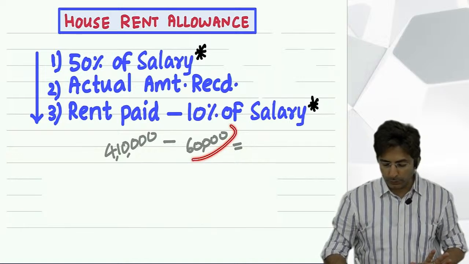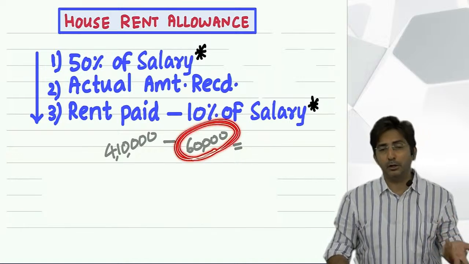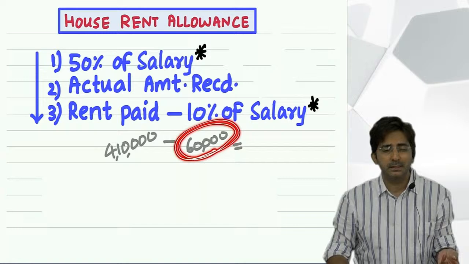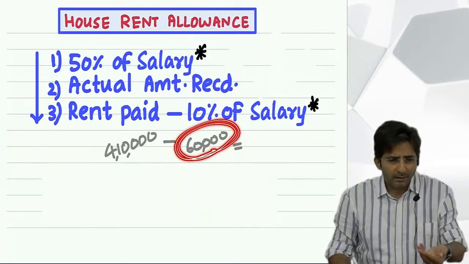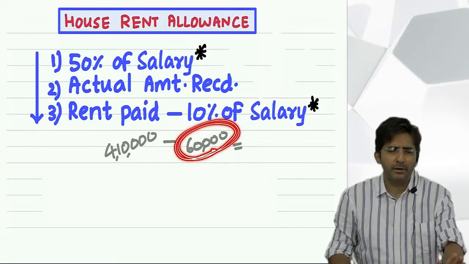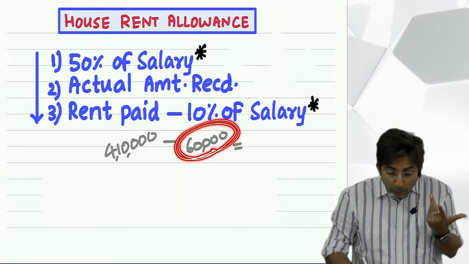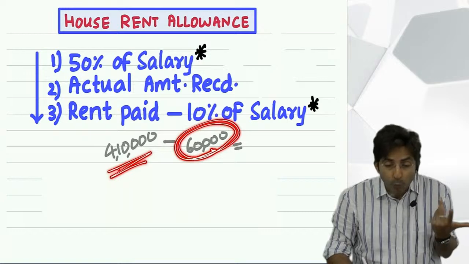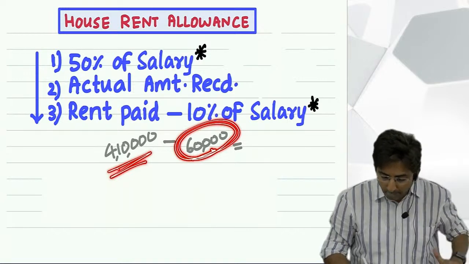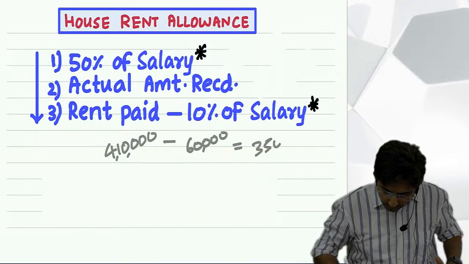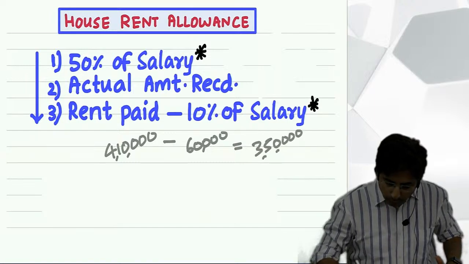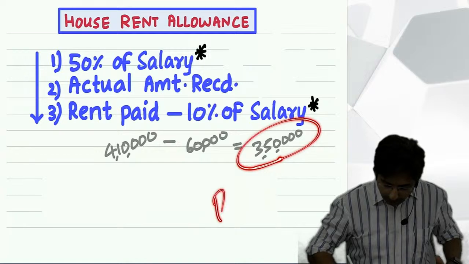See, if you have to pay 60,000, it is not a burden, because 60,000 is just 10% of your salary. So it is a nominal amount, not a burden. But you have to pay 4 lakh 10,000. Oh my God, so much you are paying. So what is the extra amount? 3 lakh 50,000. So his burden is 3 lakh 50,000.